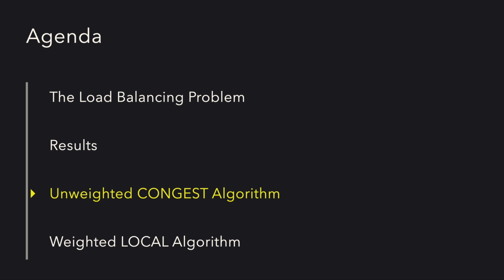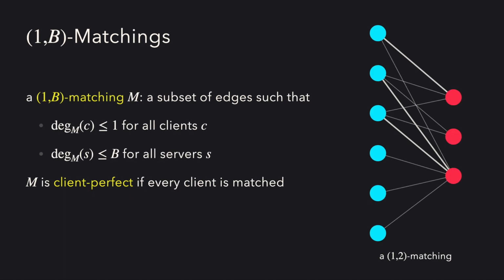To describe our unweighted algorithm, let me start with a couple of definitions. The first definition is a slight generalization of a traditional matching, which we call a 1B matching. A 1B matching is a subset of edges that matches each client once and each server up to B times. On the right, a 1-2 matching is depicted in the solid edges. As before, we say that a 1B matching is client perfect if every client is matched by it. To motivate this definition, notice that a client perfect 1B matching is basically just an assignment of load at most B.